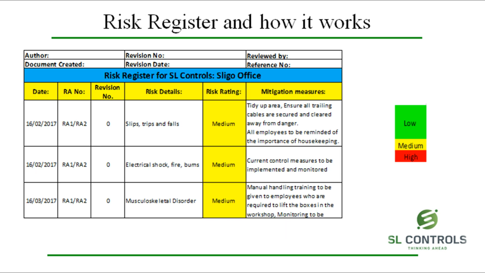This is what a risk register looks like. There is one developed for each SL Control site in Ireland. You can select your site by clicking on the tab at the bottom of the Excel spreadsheet. We will now run through some important aspects of the database which must always be filled out.